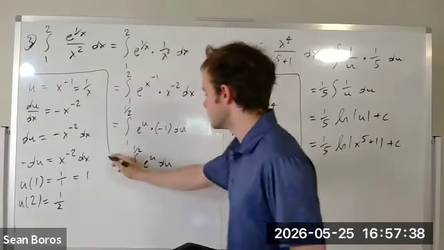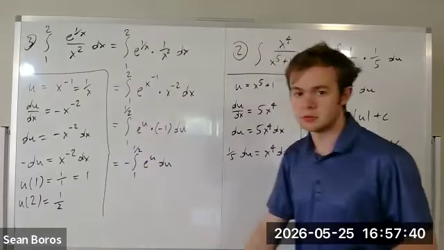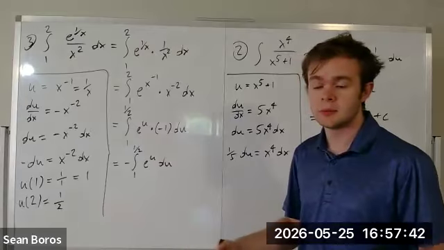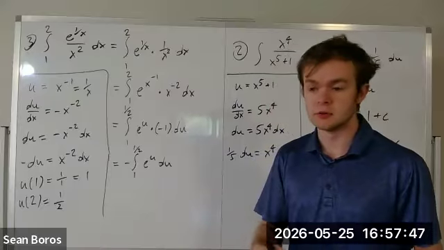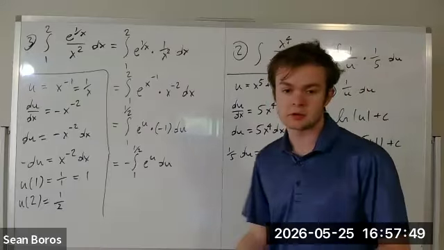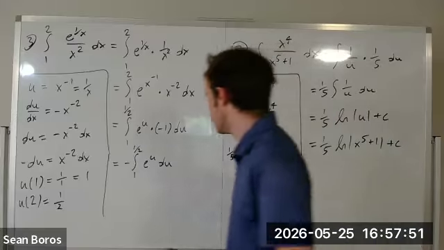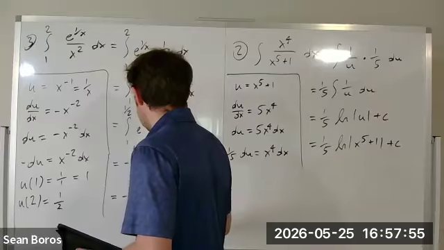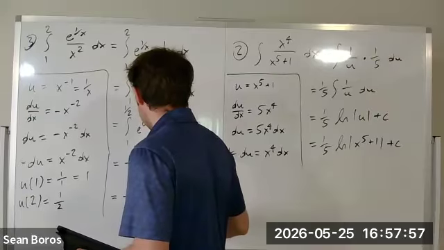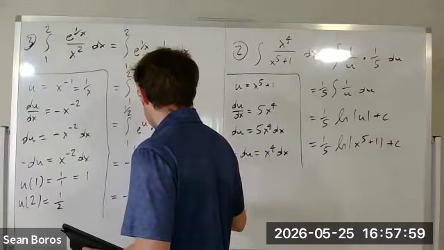And now we just have to solve our integral. So the integral of e to the u. Remember, the derivative of e to the u was e to the u. So the integral of e to the u should also be e to the u, because the integral undoes the derivative. So this is going to be negative times e to the u from 1 to 1/2.